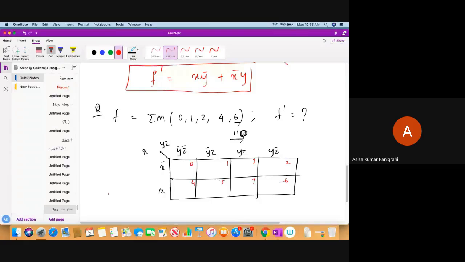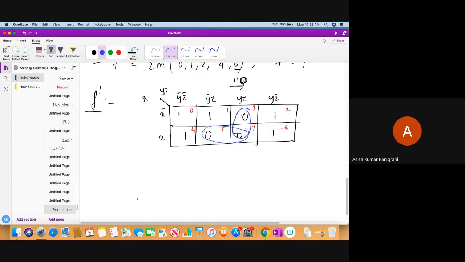Now we put 1s for the min terms present in the function, and zeros in the other positions which are not present. Now, how to find f bar? The first step is to combine max terms. To combine max terms, you combine zeros, because zeros are max terms. Am I correct? So you combine the max terms as per the given rules. These are my 2 combinations.